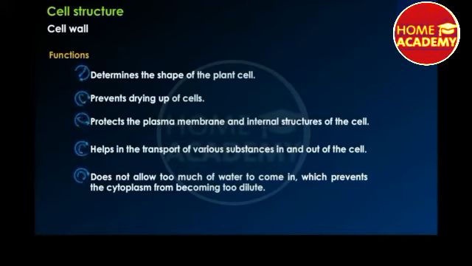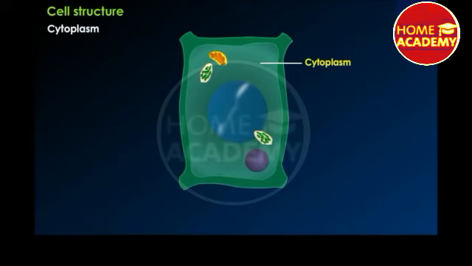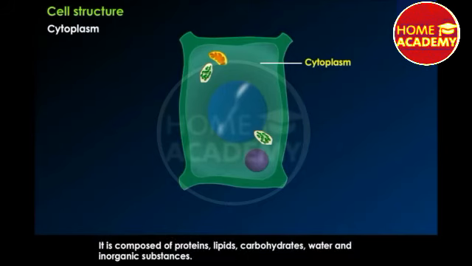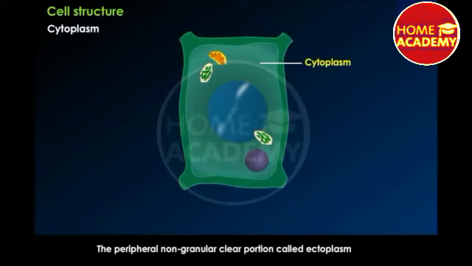Cytoplasm. It is the essential part of the cell which occurs between the plasma membrane and nuclear envelope. It is composed of proteins, lipids, carbohydrates, water, and inorganic substances. The cytoplasm is divided into two regions: the peripheral non-granular clear portion called ectoplasm and the inner granular non-viscous portion called endoplasm.